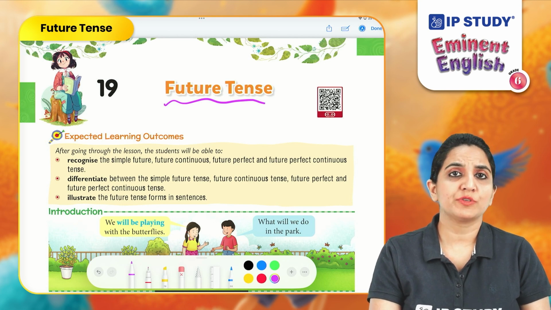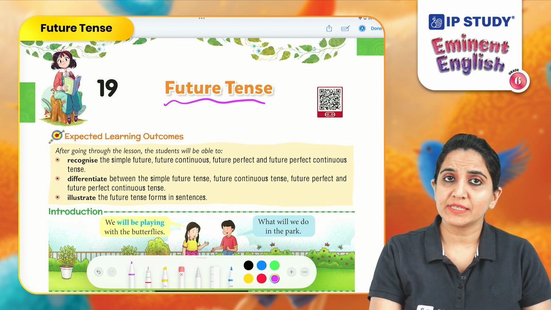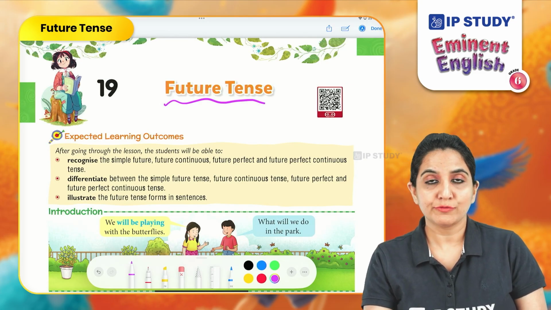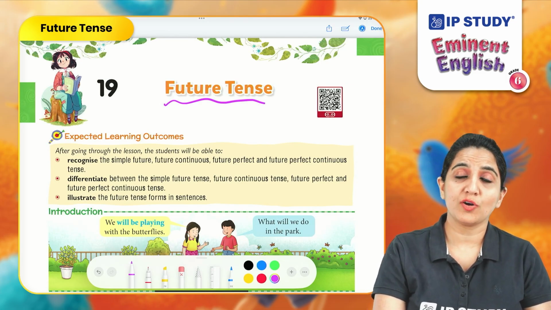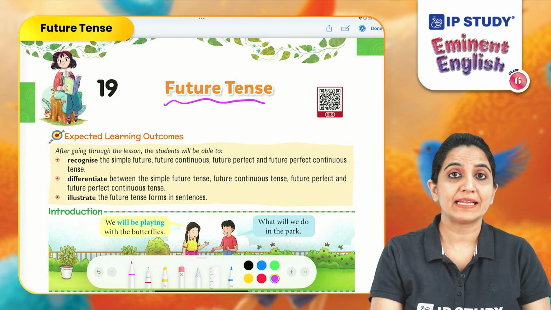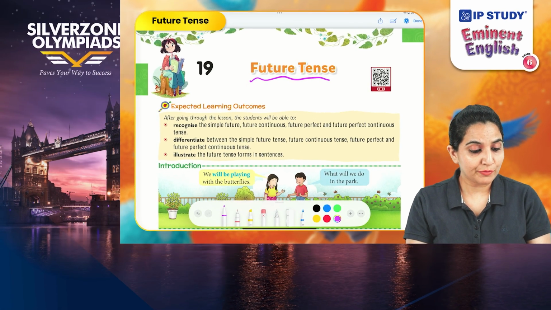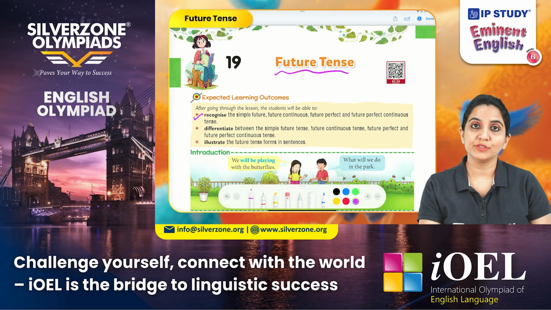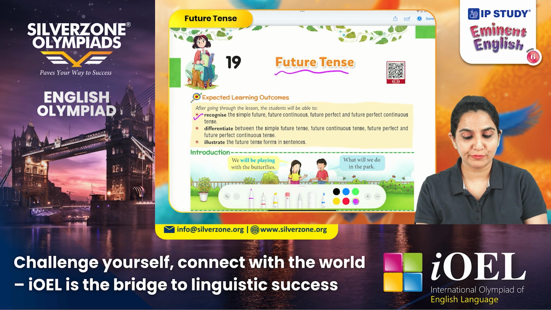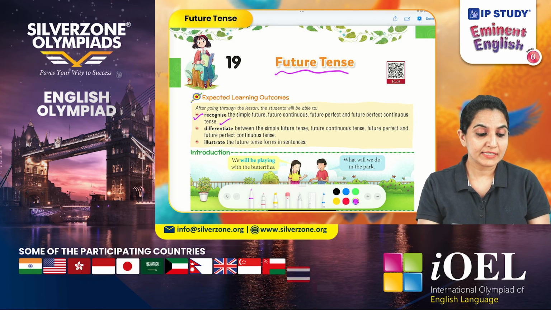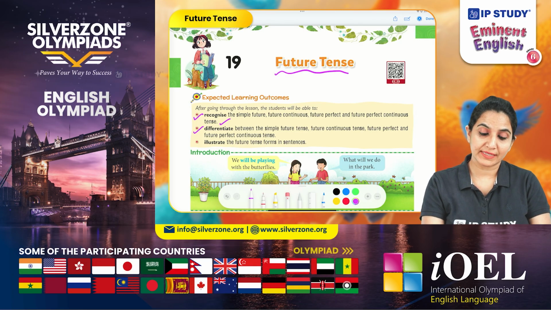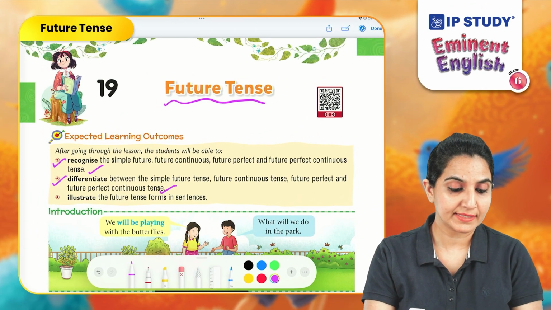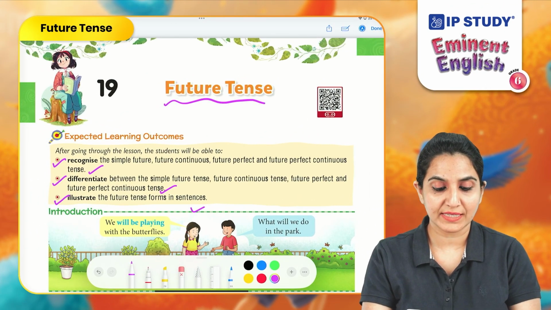There are 4 types of future tense forms: simple future tense, future perfect tense, future perfect continuous tense, and future continuous tense. We will be discussing all of these 4 tenses in detail. Before the end of this lesson, you will be able to recognize the simple future, future continuous, future perfect, and future perfect continuous tense, differentiate between them, and illustrate the future tense forms in sentences.